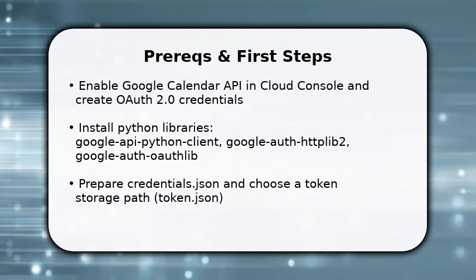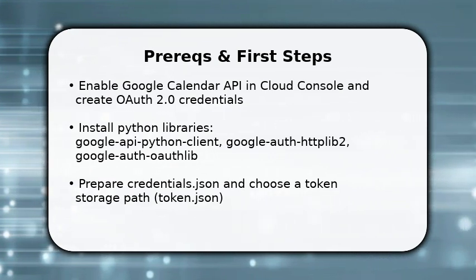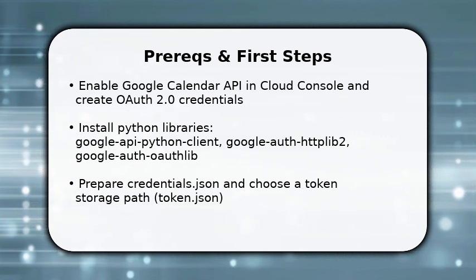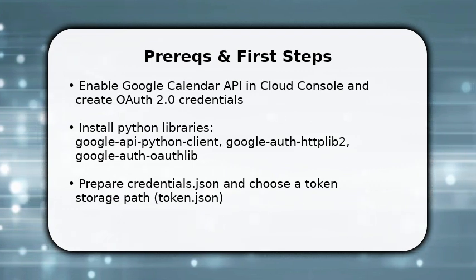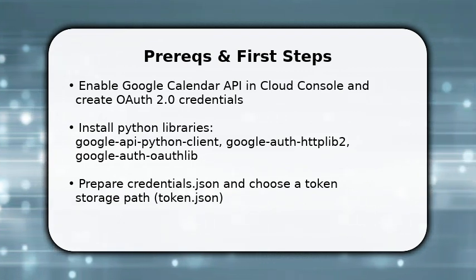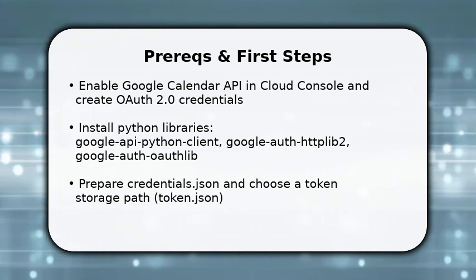Next, write a minimal auth flow that loads credentials.json, requests scopes like calendar.events, and stores the token to token.json. This gives you a reusable session. Once done, you'll be ready to request the user's consent and obtain an access token for subsequent API calls.